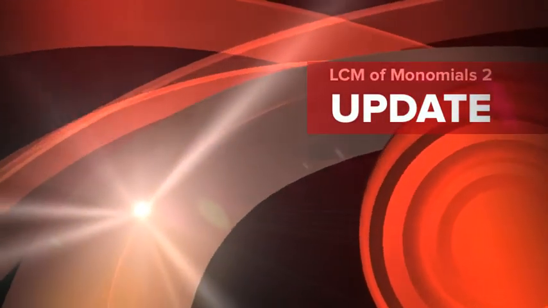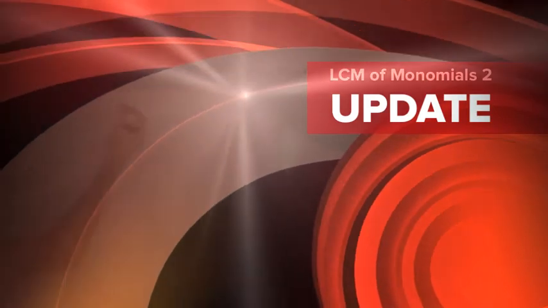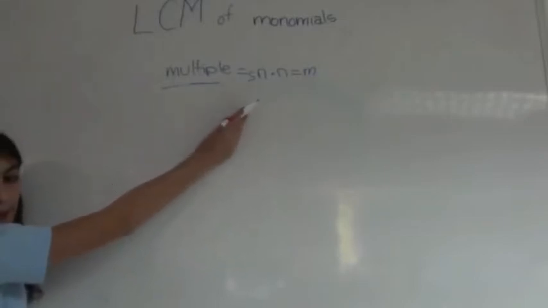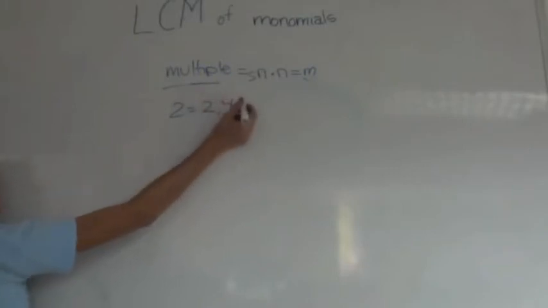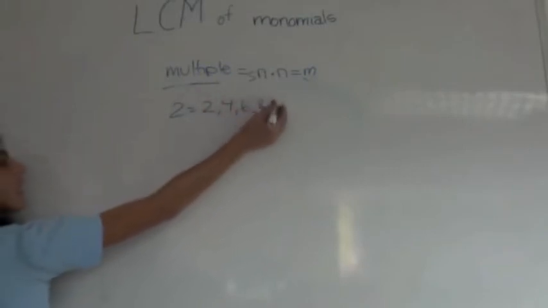So today we're going to figure out the lowest common multiples of monomials. To figure out this, you first need to know what a multiple is. A multiple is a specific number multiplied by a number that equals a multiple. For example, the multiples of 2 are 2, 4, 6, 8, 10, and so on.